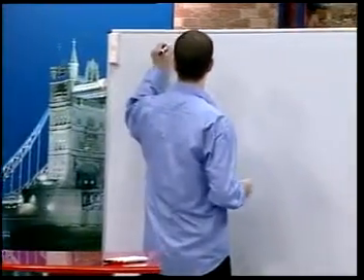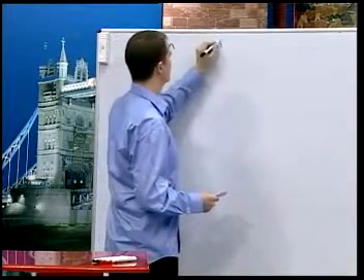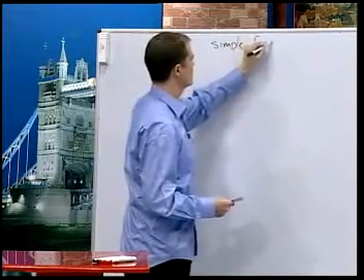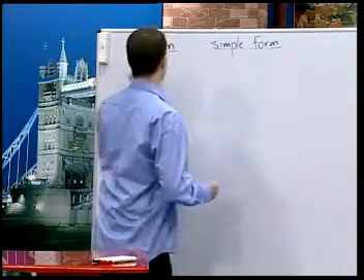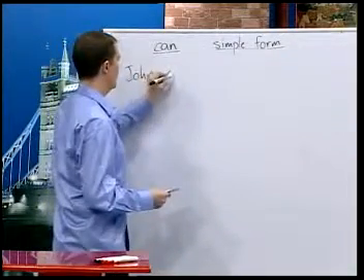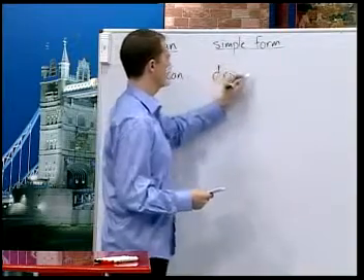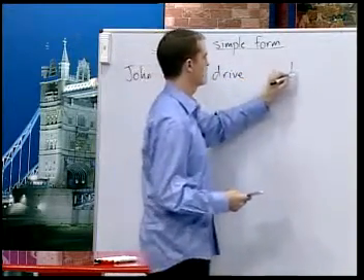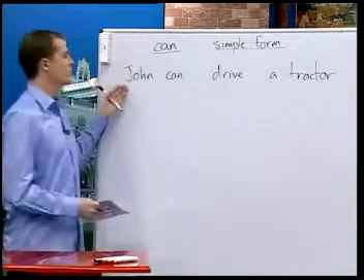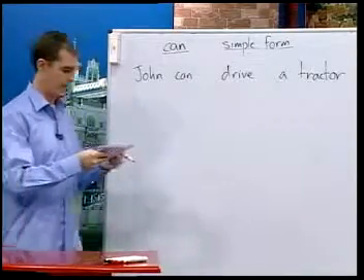We have can, and then we have simple form. So it works like this. John can, simple form, drive a tractor. John can drive a tractor.